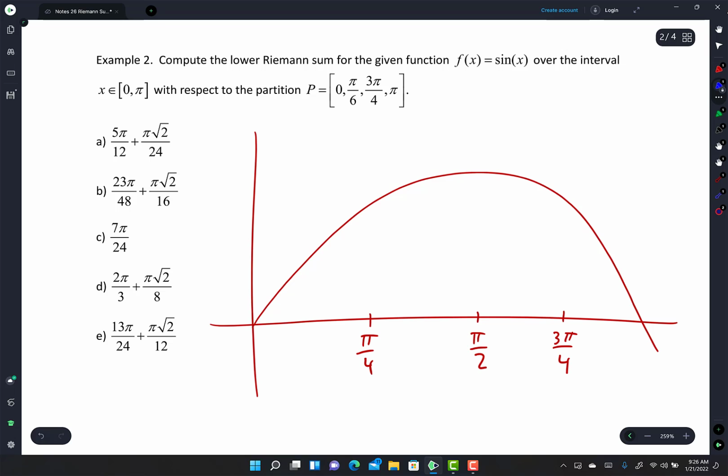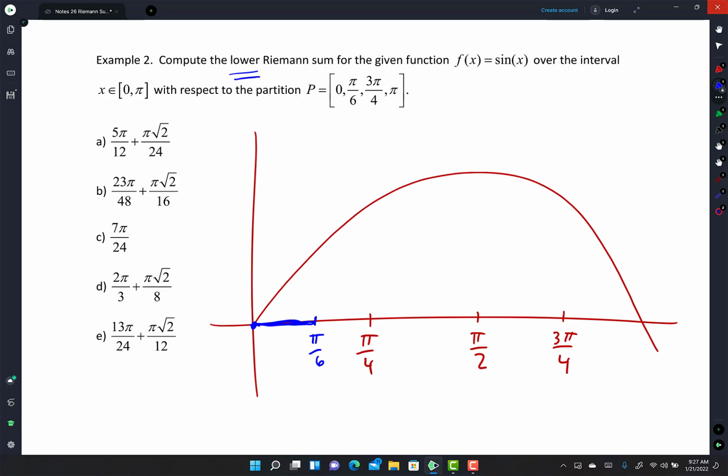I'm going to use blue for my partitions. I haven't done anything crazy yet. Are we still okay? Pi over 6. Is pi over 6 to the left of pi over 4 or to the right of pi over 4? To the left. Probably right here. Doesn't have to be perfect. And then it wants lower. So between 0 and pi over 6, where do I have my lowest point? At 0. So technically, you don't have a rectangle there.